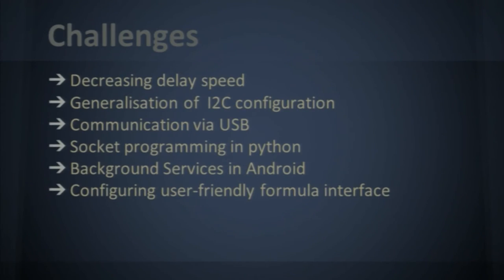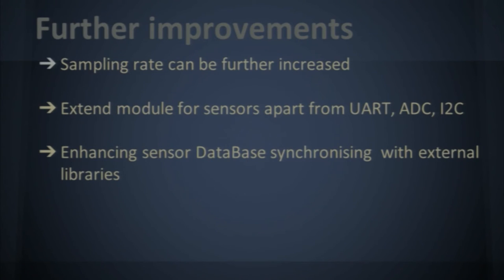These are the main challenges that we faced throughout the project, like decreasing the delay, which means increasing the sampling rate. Generalization of the I2C configuration was a major challenge for us, and also providing a highly interactive user interface for entering the formula. Background services in Android, socket programming in Python, and communication via USB were also major challenges for us. What future improvements can be done in our project?